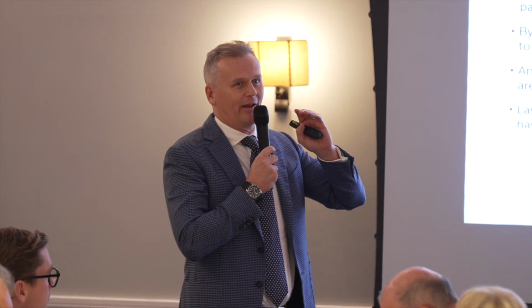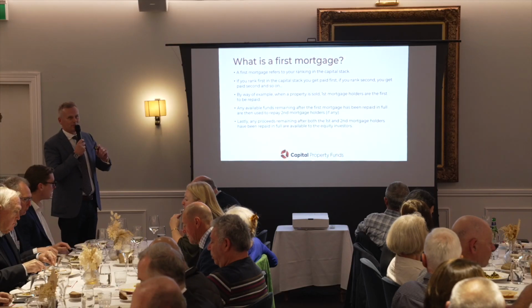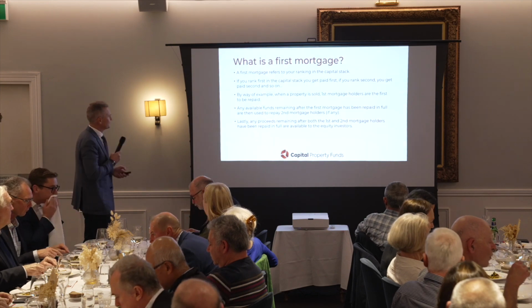So if you had an asset that was worth $100 and it had a first mortgage at 65 and the second mortgage was at 70, if that asset decreased in value, say went down to $68, the first mortgage holders will be repaid in full. Then anything left over will be used to repay the second mortgage holders. So that's the difference between a first mortgage and a second mortgage.